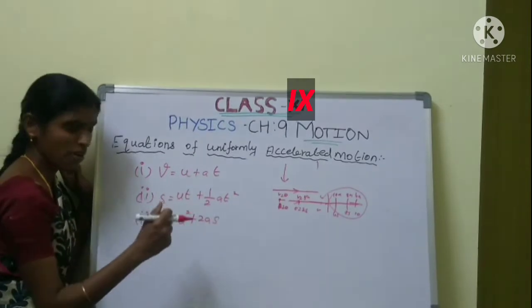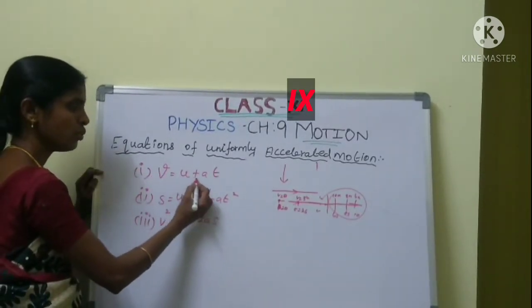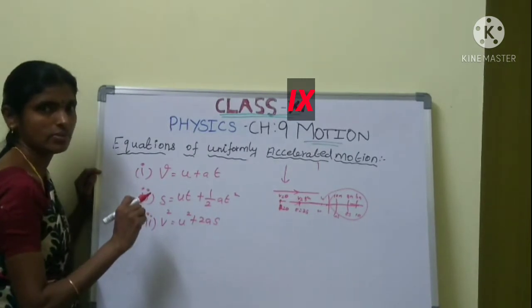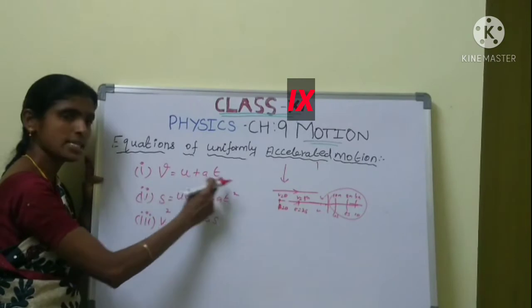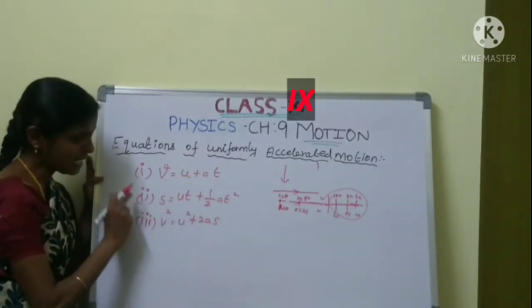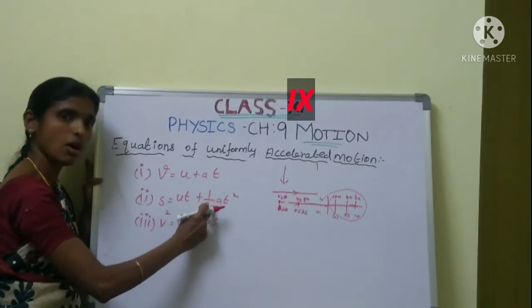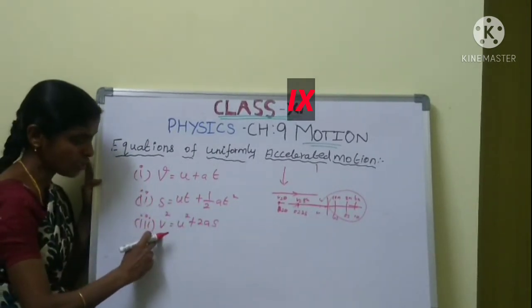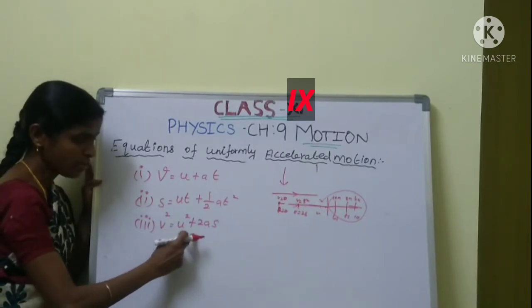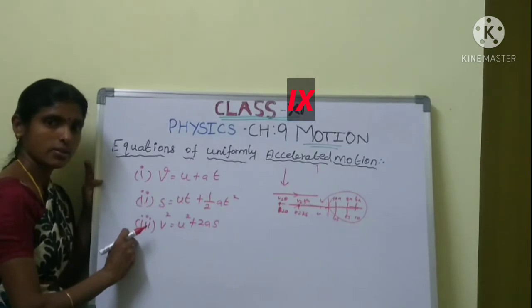Okay. What are the three types of equations? First equation, V equal to U plus AT. Okay, what is the first equation? V equal to U plus AT. What is the second equation? S equal to UT plus half of AT square. What is the third equation? V square equal to U square plus 2AS. Okay, are you clear?